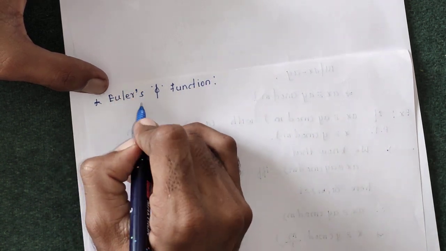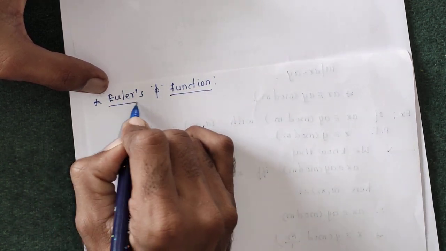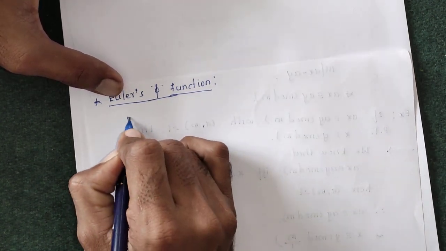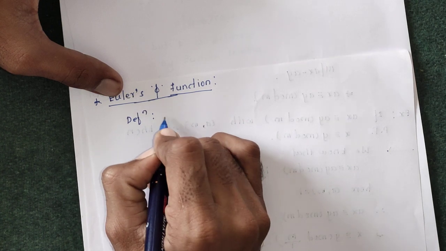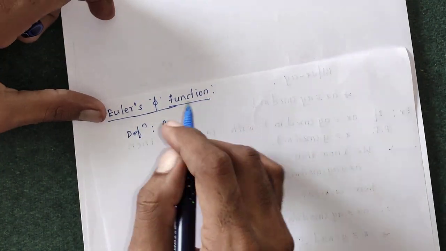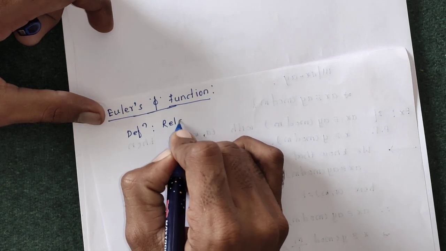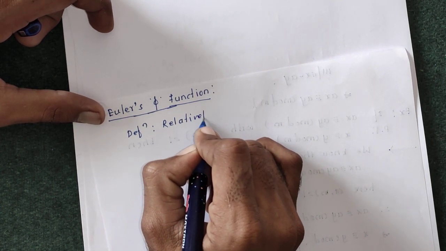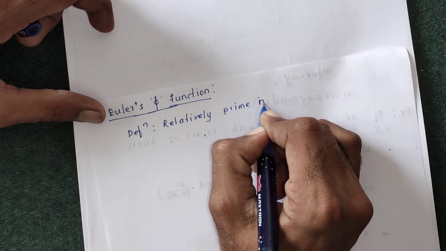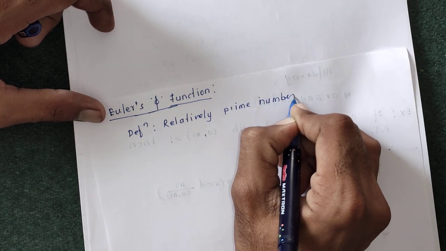Euler's phi function. First of all, in this topic, the first definition is relatively prime integers. Before starting this topic, we must know the definition of relatively prime integers, relatively prime numbers.